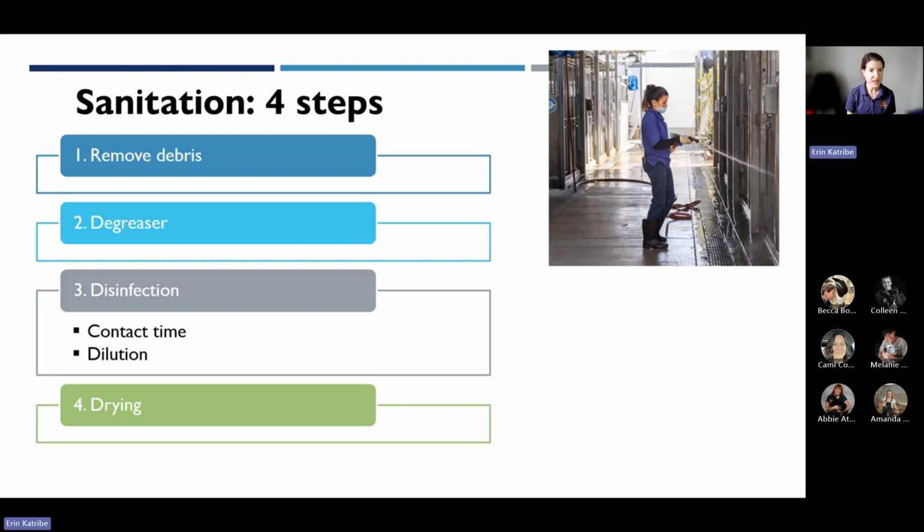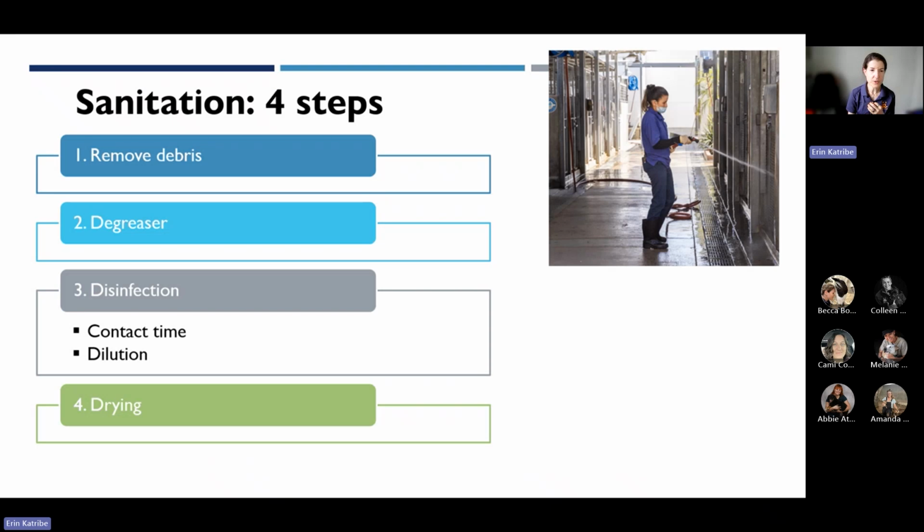All right, so sanitation. When I define sanitation, this is the 4 steps associated with cleaning and then disinfection, right? So first we want to remove all of the gross debris. We then take a degreasing step, right? Then we disinfect. And this is where we have our disinfection agent. So Rescue is an example of one of those.